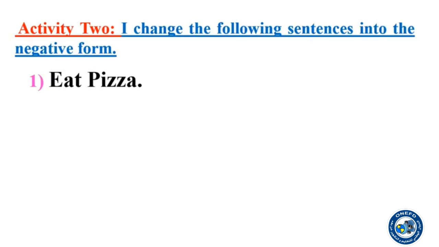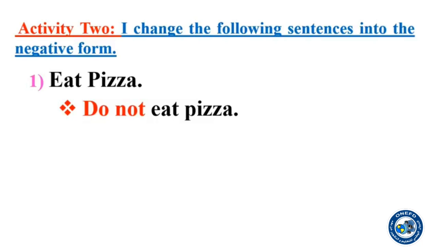Eat pizza. Do you think pizza is a healthy food? Of course, pizza is a healthy food. Eat pizza is an order in the affirmative form. So now we change it into the negative form. It is the same sentence, but there is a small change. Before the verb eat, we put the expression do not. So, do not eat pizza.